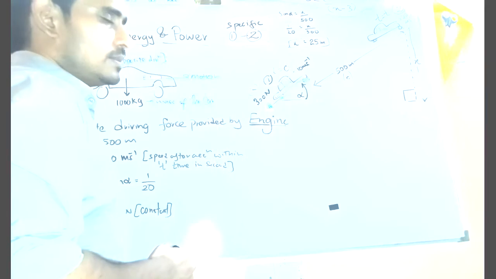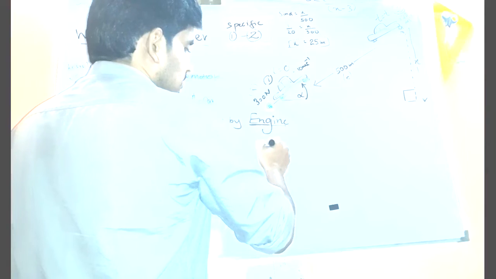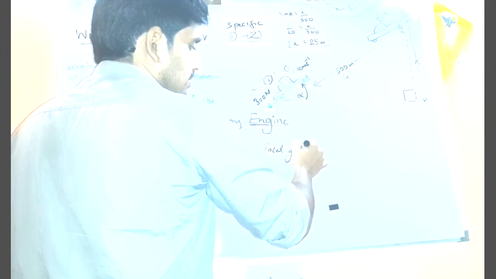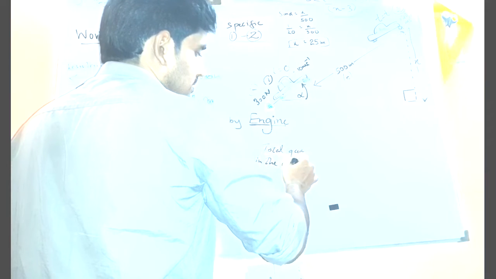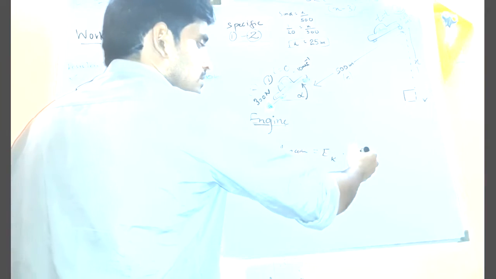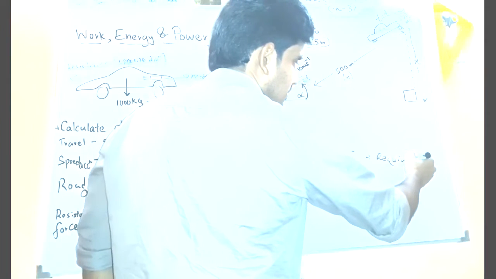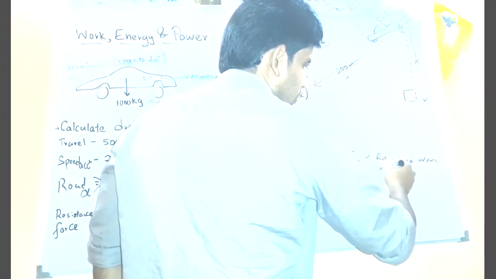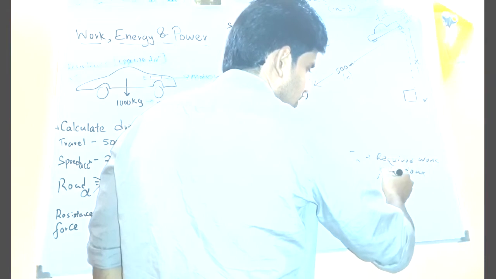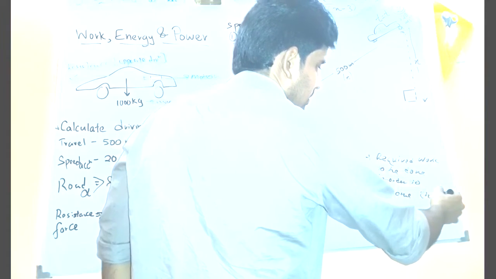So let's write an equation for that. Total gain in the energy equals total gain in the kinetic energy, Ek, plus total gain in the potential energy, plus, let's say, the required work to be done in order to overcome the resisting forces.